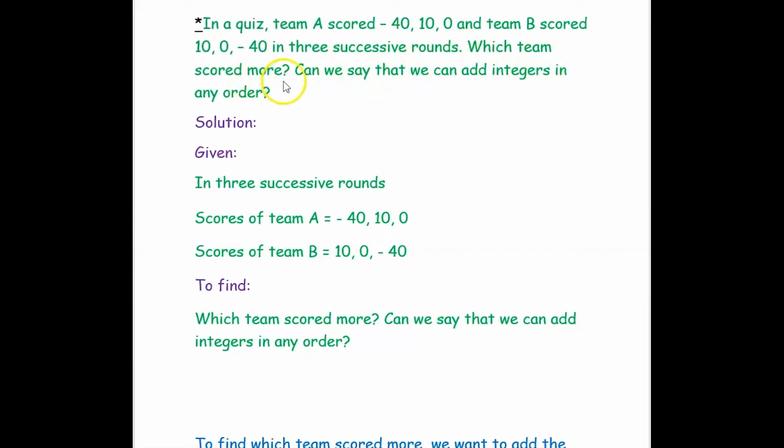Which team scored more? Can we say that we can add integers in any order? So, solution. Let's see first what is given. In 3 successive rounds, the scores of team A are negative 40, 10 and 0, and the scores of team B are 10, 0 and negative 40. So what we want to find is which team has scored more points, and can we say that we can add integers in any order?